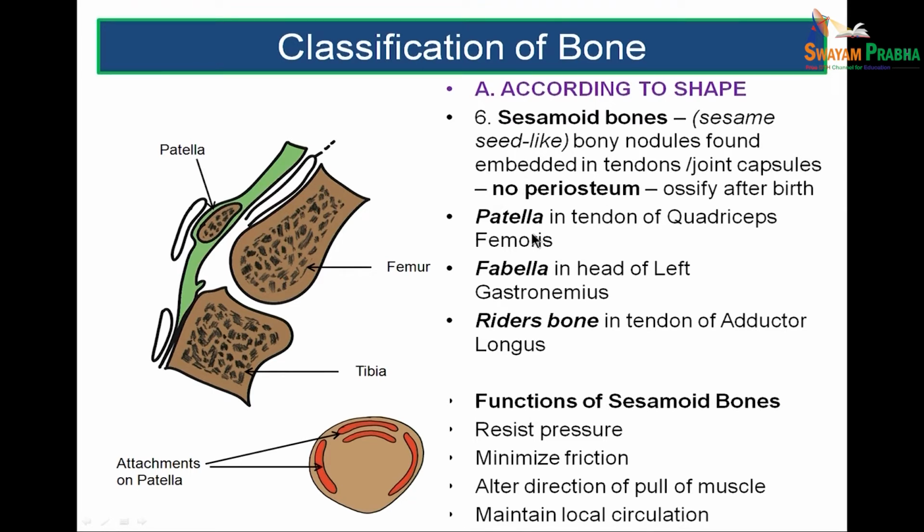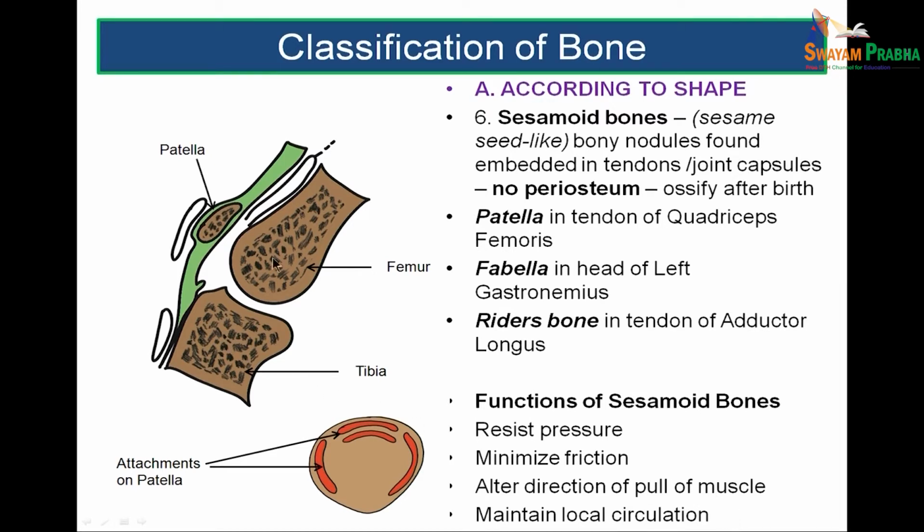Examples are the patella in quadriceps femoris, fibula in the head of the left gastrocnemius, or rider's bone in the tendon of adductor longus. The functions of sesamoid bones: they resist pressure, they minimize friction, they alter the direction of pull of a muscle, and they maintain local circulation.